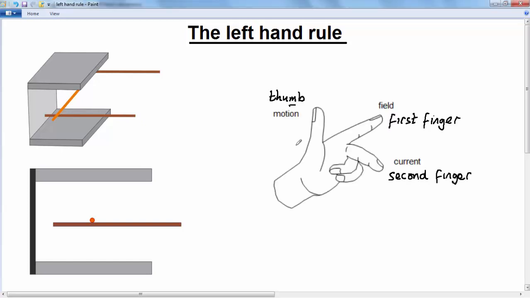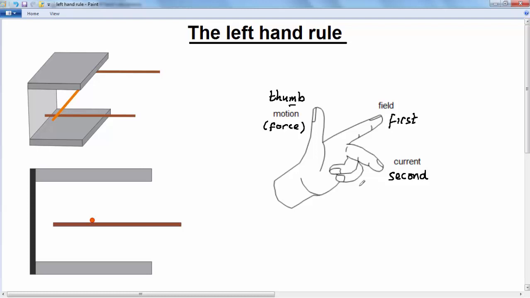So you hold up your left hand in this position, and the motion of the conductor, that's the direction that the force acts on the conductor. Direction of the force is the direction that your thumb is pointing. The magnetic field is the first finger, and the direction of the current, that's the conventional direction of the current, is your second finger. We know those are fingers.